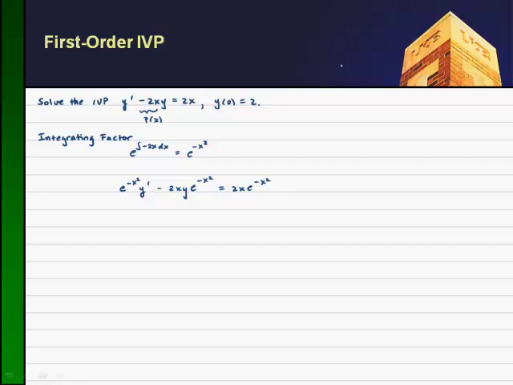And again, the great thing about the integrating factor is that on the left hand side we've set up the product rule such that now I could write the left hand side as d by dx of the function y of x times the integrating factor, e to the minus x squared. And on the right hand side I have 2x e to the minus x squared. So now I should be able to integrate both sides with respect to x.